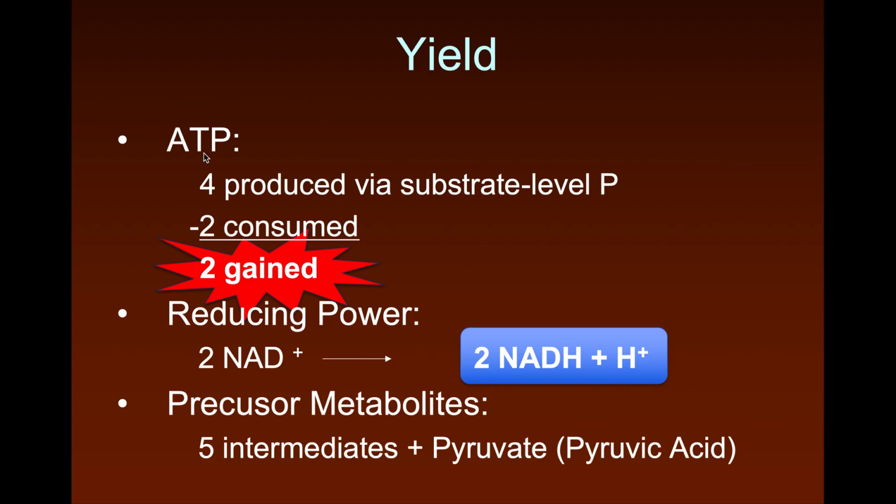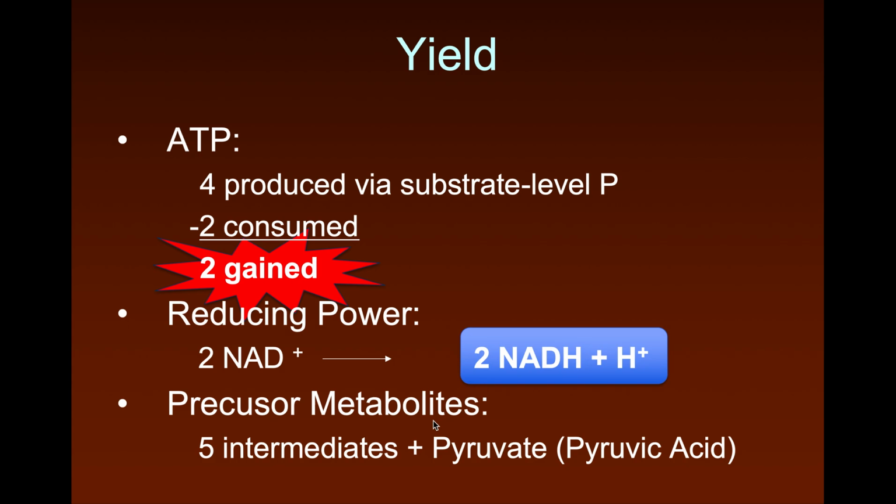So for yield, ATP, again, 2 different ways to think about this. 4 ATP are produced through substrate level phosphorylation during the entire glycolytic process, but 2 are consumed during those initial 3 steps in that pathway. So therefore, you can say net total, there are 2 gained in the process of glycolysis through substrate level phosphorylation. For reducing power, there are 2 NAD+ that are reduced. So there are 2 NADH plus H plus. Technically, you should have 2 there. This is your reduced electron carriers.